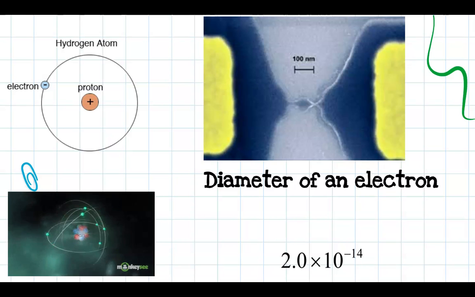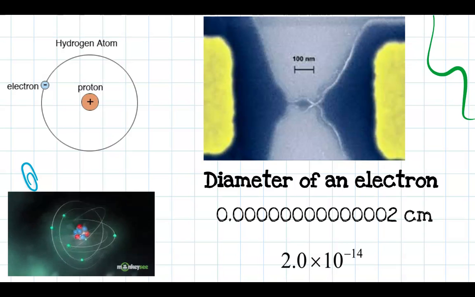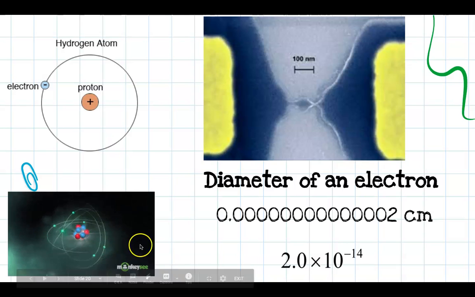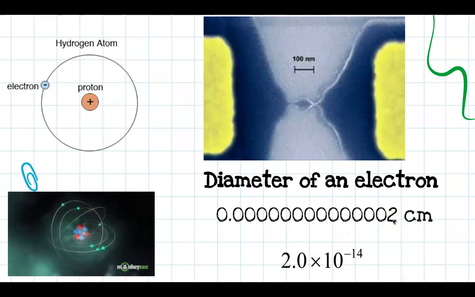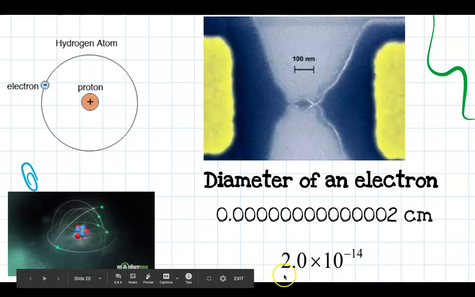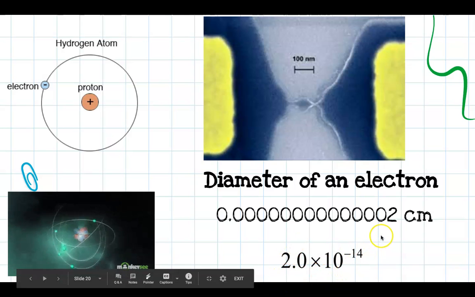For example, if you want to look at the diameter of an electron, as you can see here, there are so many zeros before 2 because it's really small. To eliminate writing all those zeros, you can shorten your number by using scientific notation. This one is the same as 2 times 10 to the negative 14.